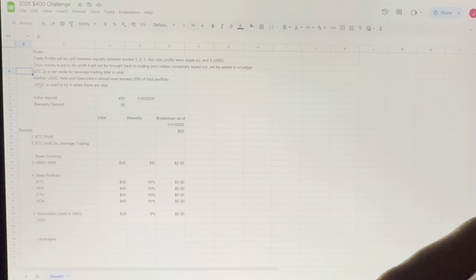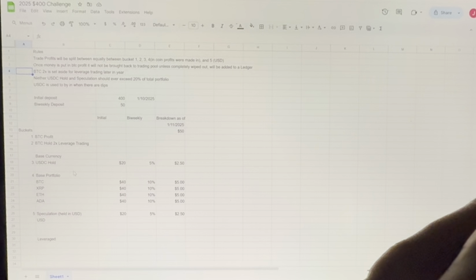Okay, and neither USD hold, that's this bucket here, nor the speculation should ever exceed 20% of total portfolio. Total portfolio being the base portfolio included speculation. So bucket 3, 4, and 5 is what it's referring to. Either number 3 or 5 individually should never be greater than 20% of the total portfolio.